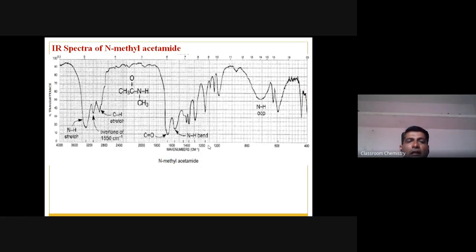The IR spectrum of N-methyl acetamide. Here you can clearly see there are two peaks for amide 1 and amide 2. The first peak, called amide 1, is for the C double bond O stretching, and the second is for the NH bending, which is called the amide second band. In the region above 3000 there is only one peak because this compound is a secondary amide. Here only one hydrogen atom is attached to nitrogen, so you get only one peak. So you can confirm this is a secondary amide.